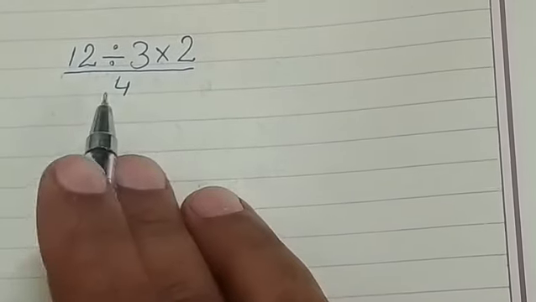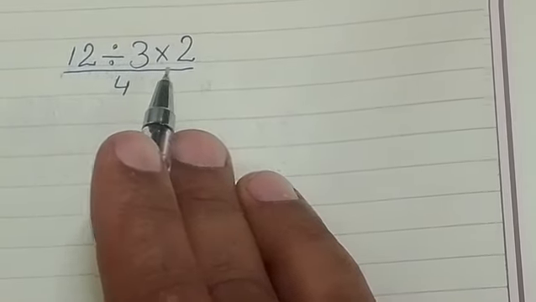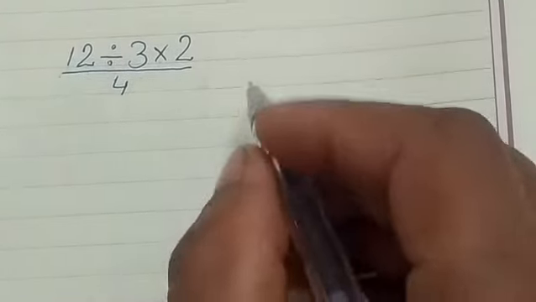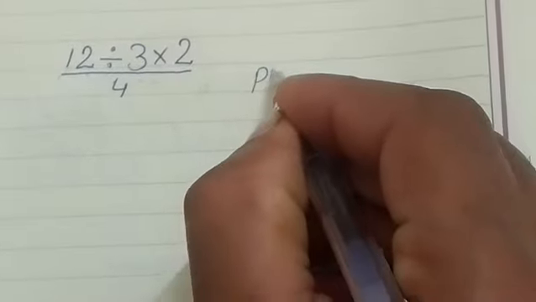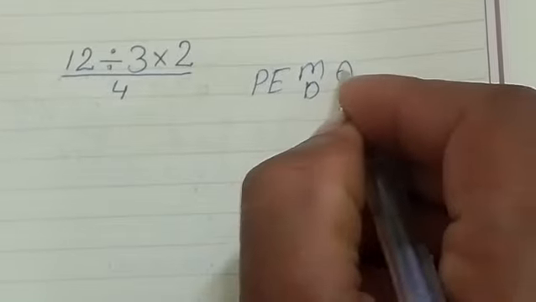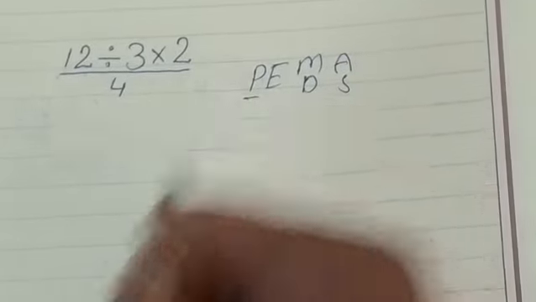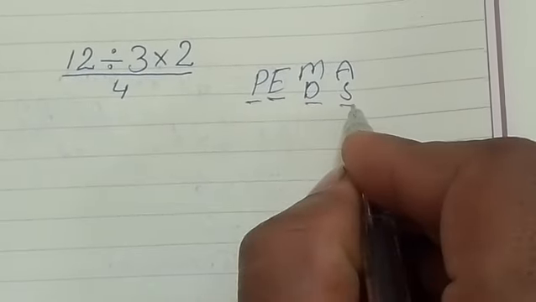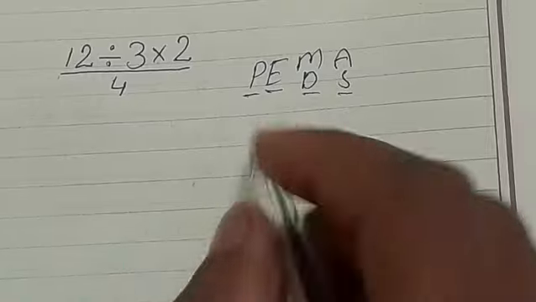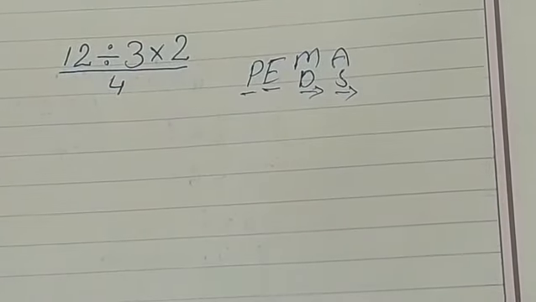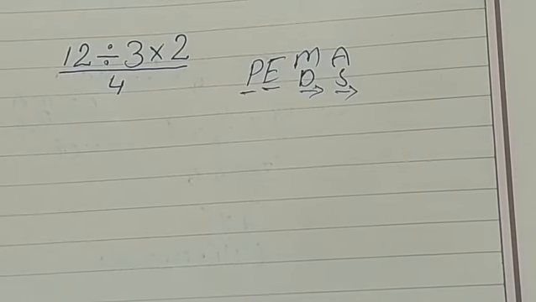Today we find the value of this fraction: 12 divided by 3 multiplied by 2, over 4. Now we solve it by the rules of mathematics, PEMDAS. According to the PEMDAS rule, first we solve parentheses, then exponent, then multiplication or division, and then addition or subtraction. Multiplication or division we solve from left to right, and addition or subtraction we solve from left to right.